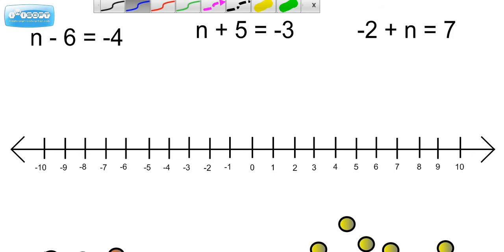We might consider solving these equations using a number line, and that will also help you understand why we use inverse operations to solve problems like this. All right, let's take a look at the one on the left: n minus 6 equals negative 4.